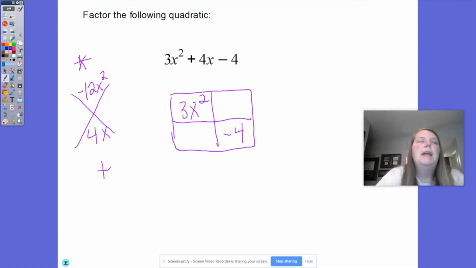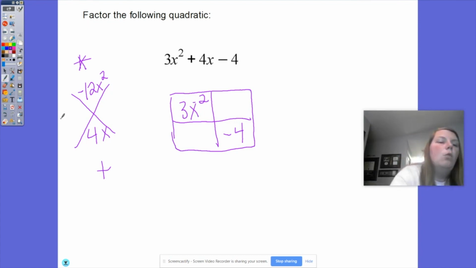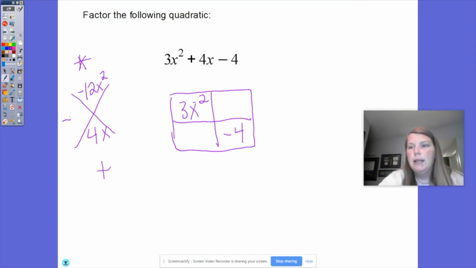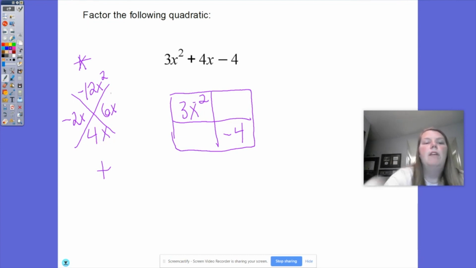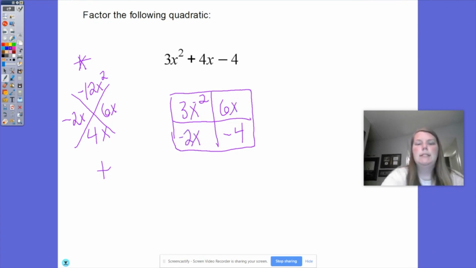So we want to add to get 4x and multiply to get negative 12x squared. So if we're multiplying to get a negative, that means that one of these values has got to be negative. And what values multiply to get 12? Well, 2 and 6, 3 and 4, 1 and 12. But if we make this a negative 2x, and this a positive 6x, those do in fact add up to get that 4x and multiply to get that negative 12x squared. So again, we want to fill in those missing 2 values, 6x and negative 2x.